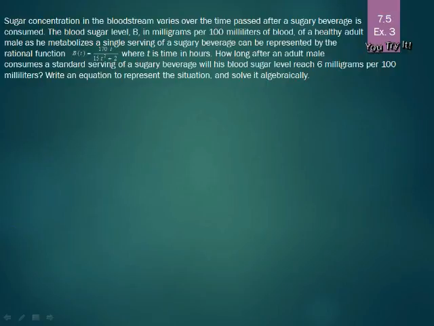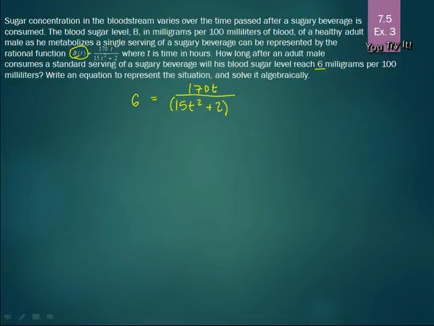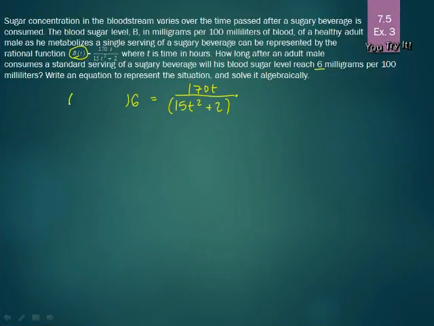Sugar concentration in the bloodstream varies over the time passed after a sugary beverage is consumed. And so to solve this, we first need to multiply by the denominator on each side so that we can get our variable t into the numerator. Let's go ahead and multiply up the denominator. So we'll multiply each side by 15t squared plus 2.